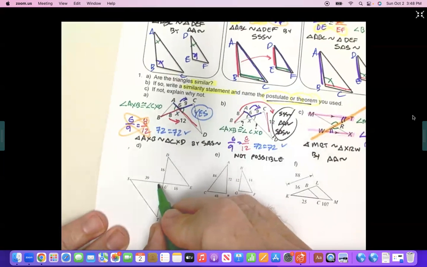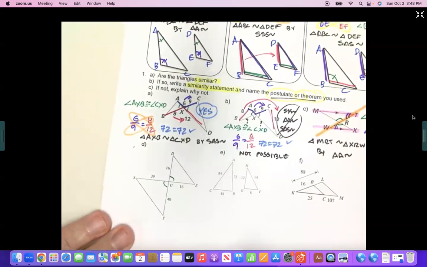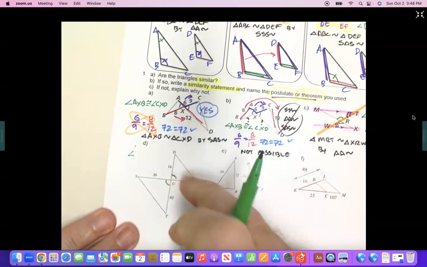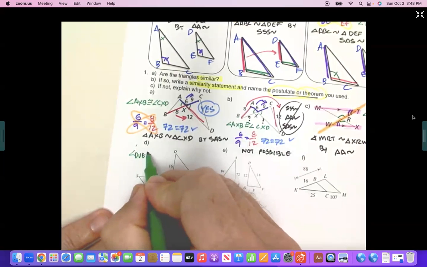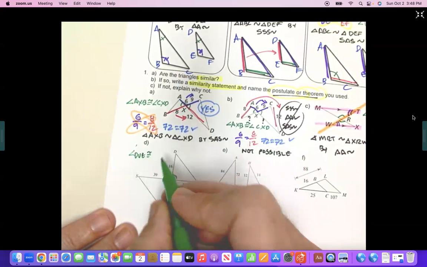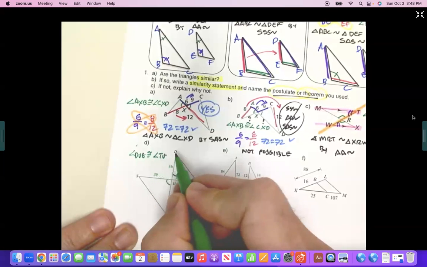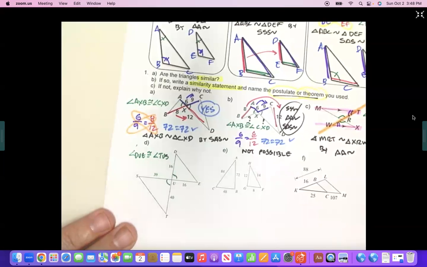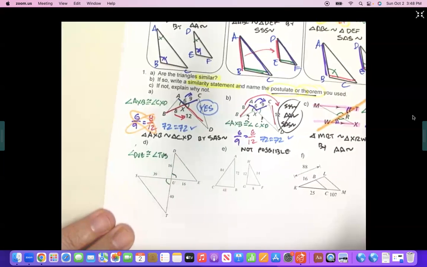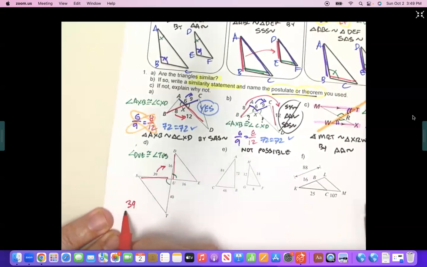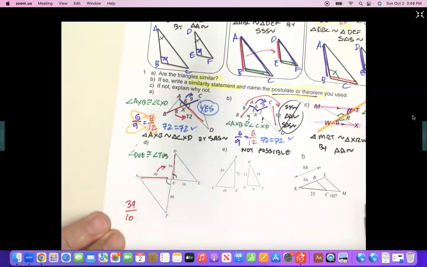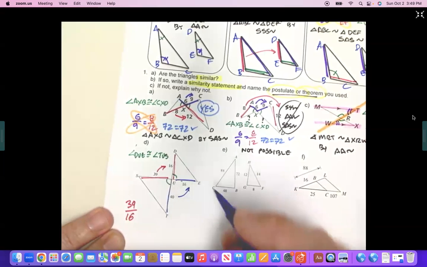Four times in a row, our good old friend vertical angles have shown up. So in this present one, DUE is congruent to TUS. And we have some sides to compare here. So let's take a look at these two and compare 39 is to 16 as, it's supposed to be a 6, as 40 is to 16.